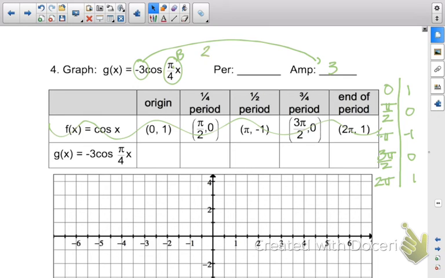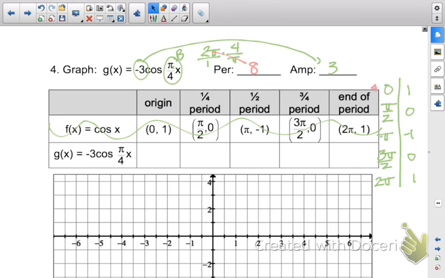The period, we do 2 pi divided by b, or multiplied by the reciprocal of b. So the reciprocal of b is 4 over pi. If I think about 2 pi as over 1, what's going to happen to the pi's here? Well, the pi's are actually going to cancel. I'm going to have 2 times 4, which tells me the period of the function is actually 8. Not anything with pi in it.